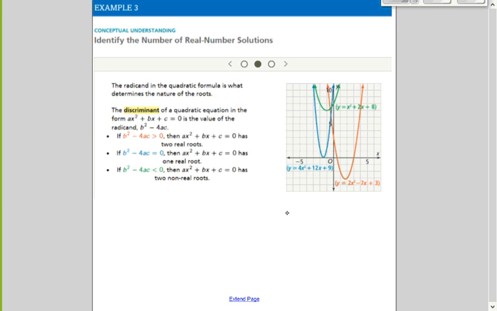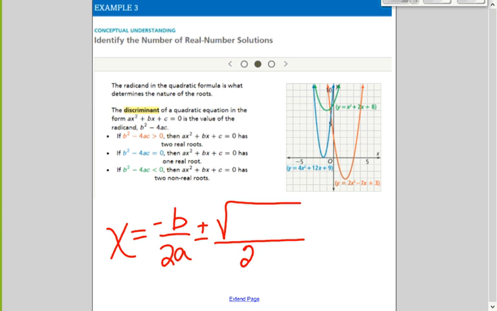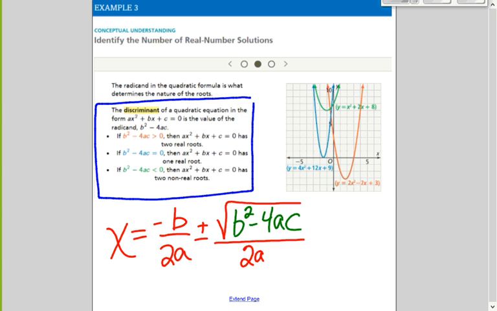This is example 3, and it focuses on that part of the quadratic formula that is under the radical. So we have our negative b over 2a. Over the past couple days, I've been writing this in a different color because I wanted it to stand out, that b squared minus 4ac. Let's read what it says right in here.